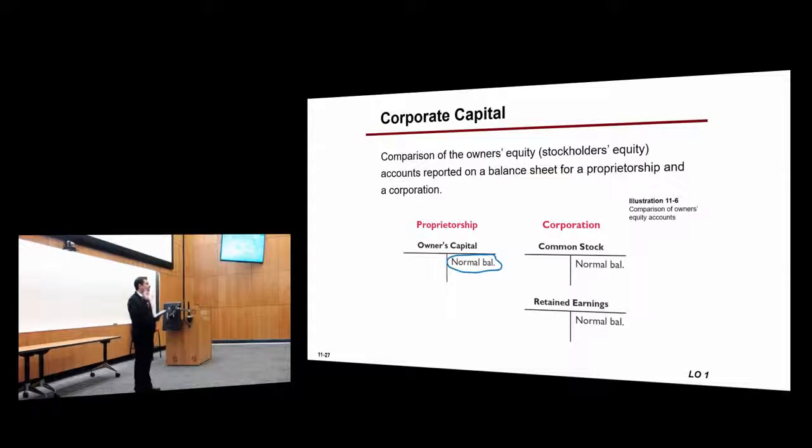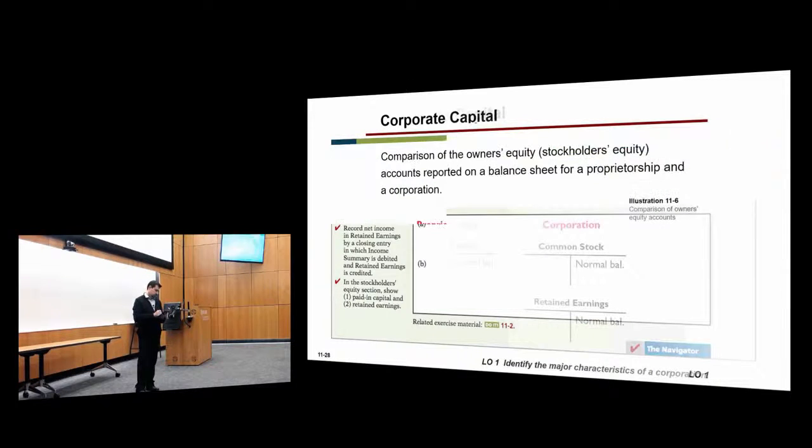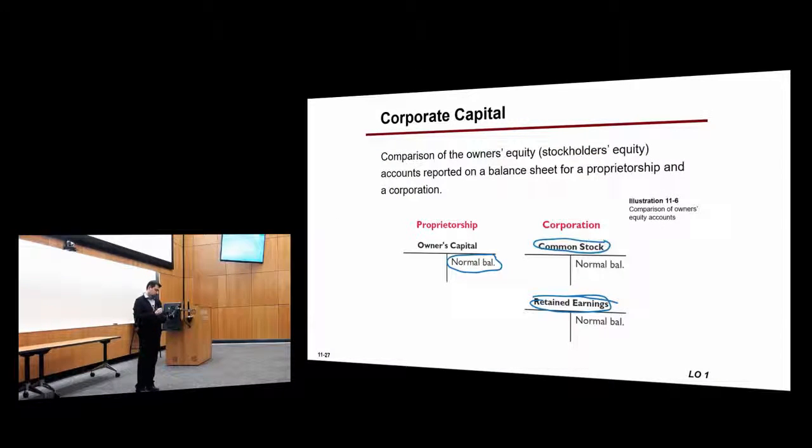For companies, they have two. They have retained earnings and common stock. Okay, so for corporations, it's separate between paid-in capital and retained earnings. You have to understand the difference.